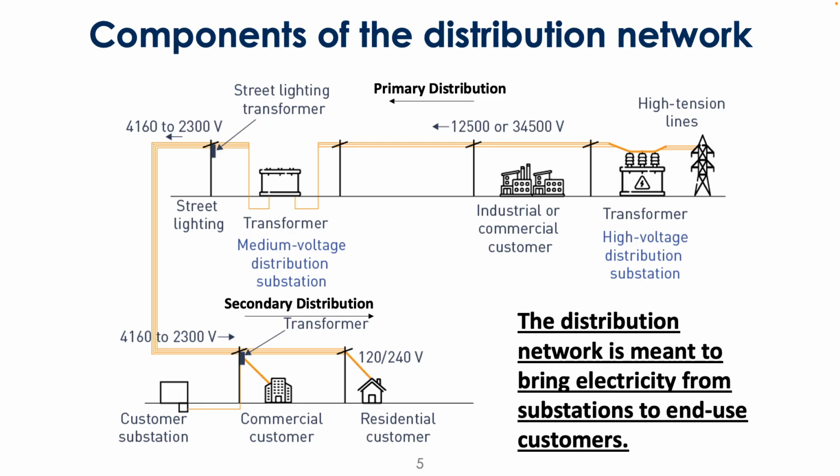And if you imagine the whole schema, in our electricity system, we are moving from 100,000 plus volts at the transmission level down to tens of thousands of volts or thousands of volts in our distribution system, down into the hundreds of volts that we end up using. All right. And so the distribution network is meant to bring electricity from those substations right to our end use customers.